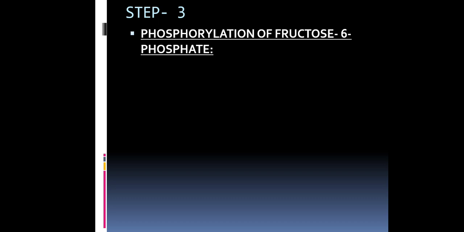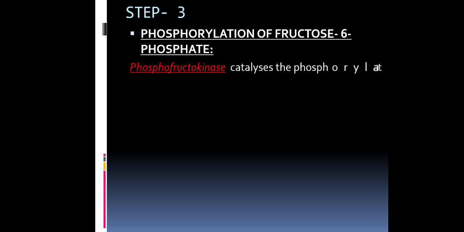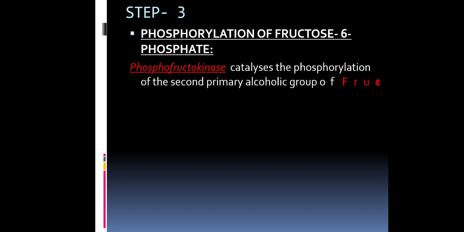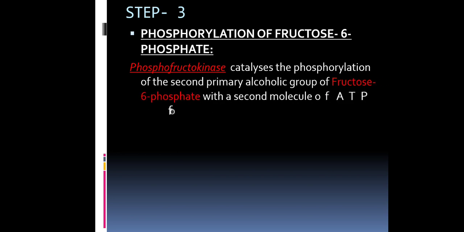Then after the formation of fructose 6-phosphate, again phosphorylation takes place. Now I don't have to tell you what phosphorylation is. It is nothing but the addition of phosphate. So we add one more phosphate group to fructose, and that is done by phosphofructokinase, which catalyzes the phosphorylation of the second primary alcoholic group of fructose 6-phosphate with a second molecule of ATP, forming fructose 1,6-diphosphate.